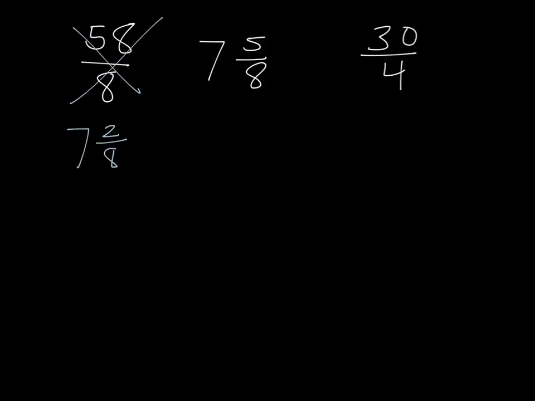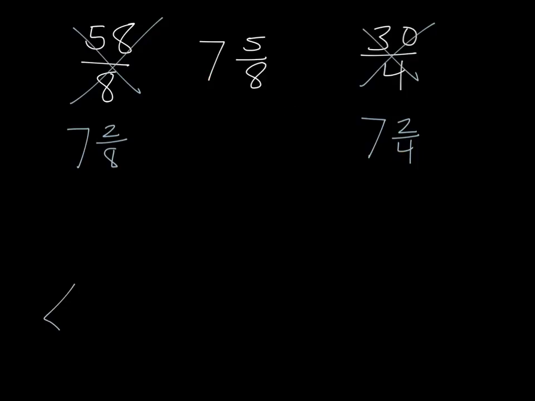Over here we have 30/4. 4 goes into 30 about how many times? The answer is 7. That would use up 28 of my fourths, and I would have 2/4 left over. So I can look at that fraction as 7 2/4. Now I have 3 fractions that are all converted to mixed numbers. They all have 7 wholes.